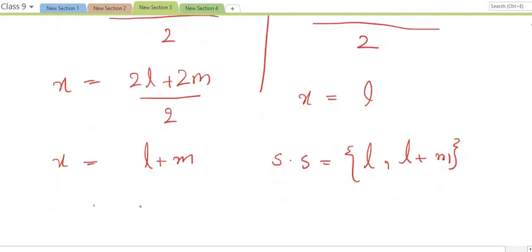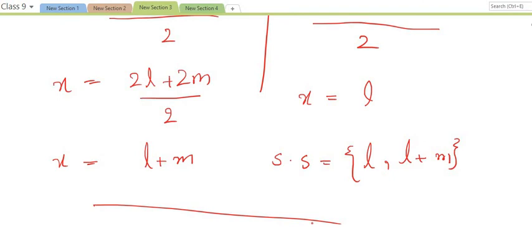Okay, this is the exercise complete, Exercise 1.2. Clear? All the questions were done.